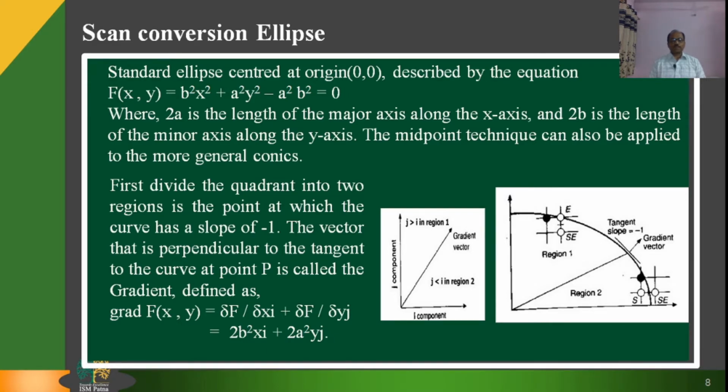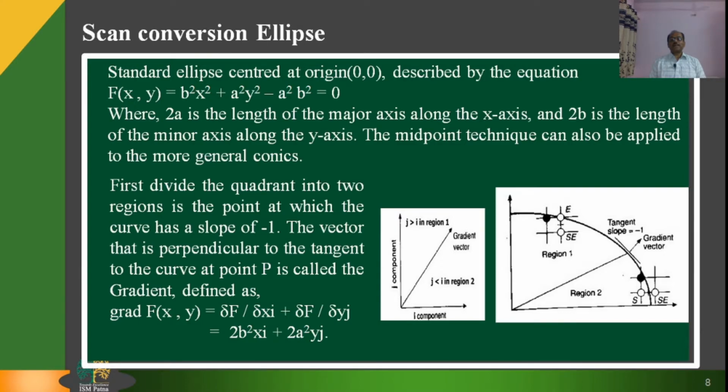for the ellipse. A standard ellipse centered at the origin, I mean 0, 0, is described by the equation f(x, y) = b square x square plus a square y square minus a square b square, which becomes 0, where 2a is the length of the major axis along the x axis and 2b is the length of the minor axis along the y axis.